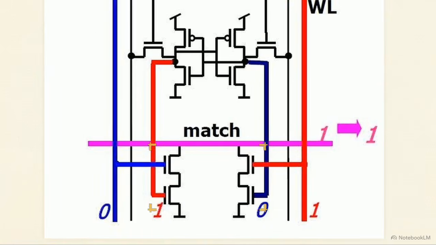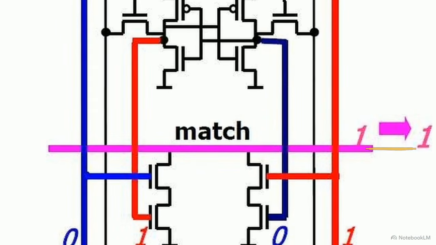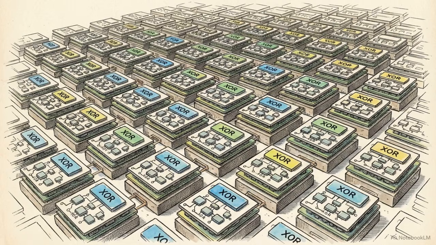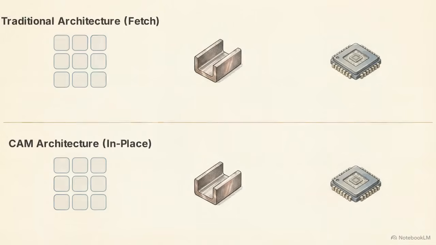If the input perfectly aligns with the stored state, the pull-down network remains closed. The match line maintains its high state, registering a valid hit. This 10T structure allows millions of cells to independently execute XOR comparisons in a single clock cycle. The array processes the query without moving any heavy data across the system bus.